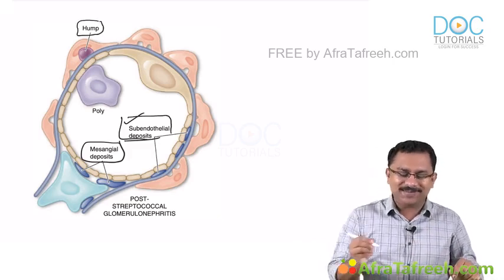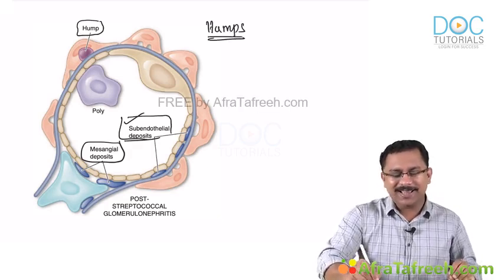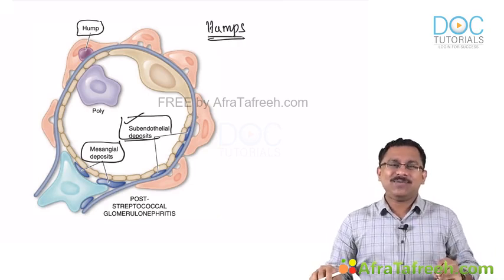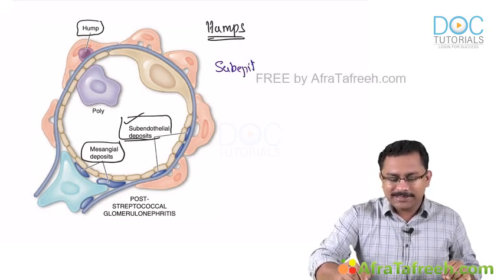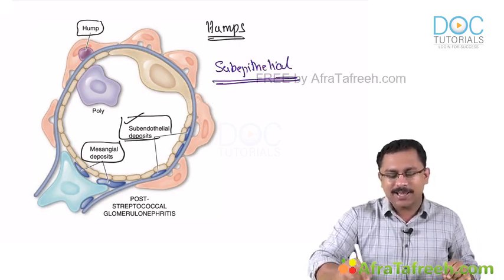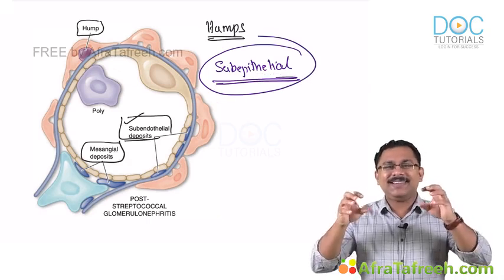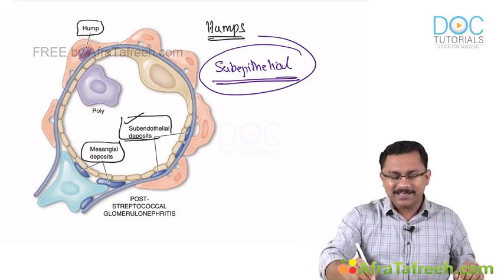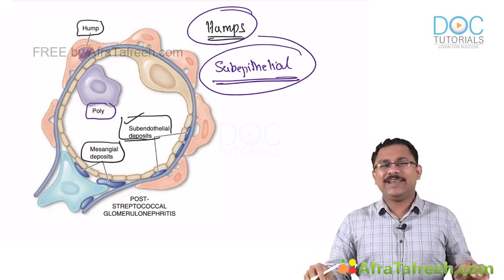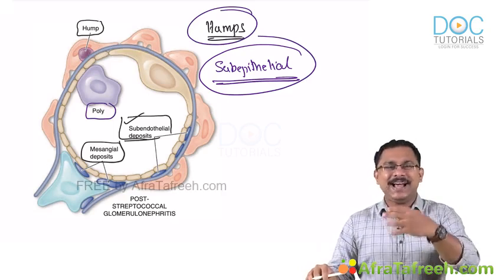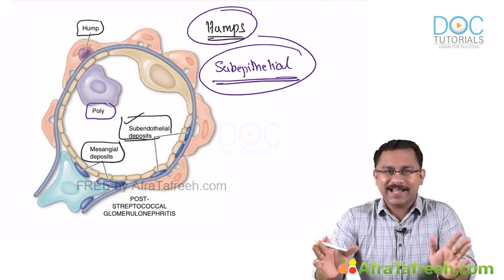And are you able to see something written as humps? Humps are nothing but the immune complex deposits that happen in the subepithelial region. The subepithelial region would harbor immune complex deposits, and it has the appearance of a camel hump, so it is referred to as humps. And you can also see, as I said, neutrophil infiltration. So these are the changes that happen in your kidney in infection related glomerulonephritis. I hope it is clear.